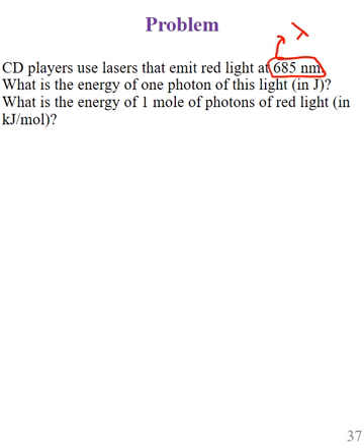Now it's asking what is the energy of 1 photon of this light? And then another one is asking what is the energy of 1 mole of photons of red light? So you have to do two parts. One, you find the energy of 1 photon. Second thing, you find the energy of 1 mole of photons. I want you to go ahead and try this problem. Use the previous problem to guide you if you're kind of unsure how to do something.